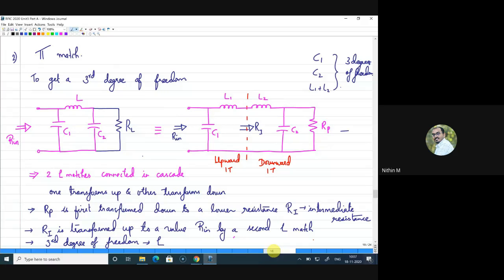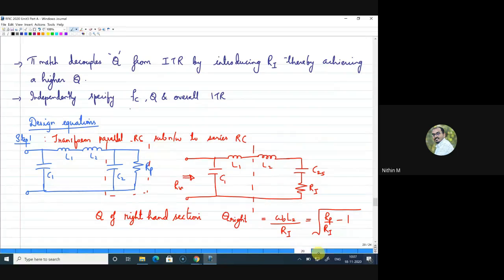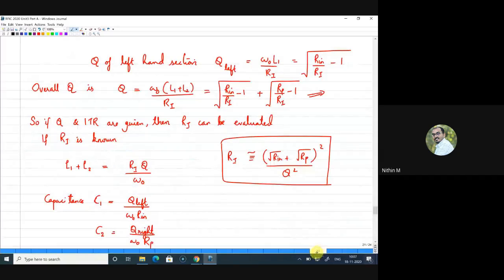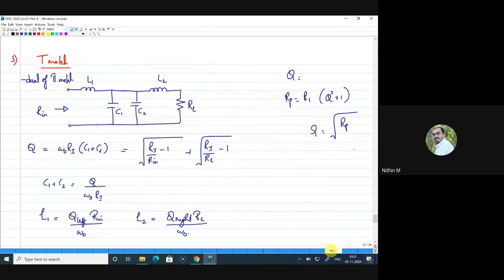In yesterday's class, we discussed the pi match, where we have a third degree of freedom, where we have an option to work for a different Q, and that is done by calculating an intermediate resistance. The pi match is basically two L matches in cascade. So we have the design equations for the Q factor for both sections, and the formula for intermediate resistance, and with that we can arrive at the inductance values as well as the capacitance values.